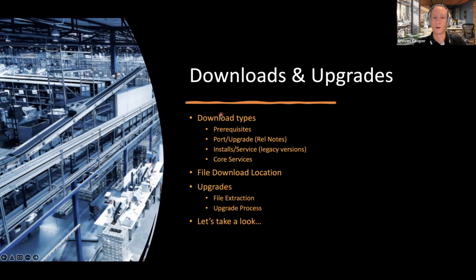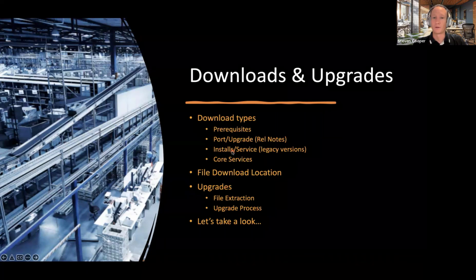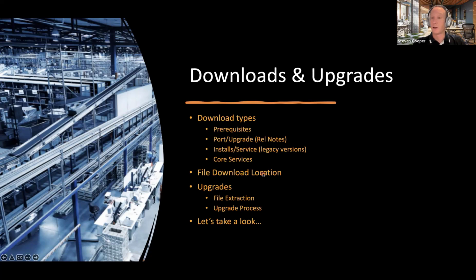The types of downloads are not only limited to upgrades, they also relate to prerequisites for the system. Installs and services: there are some key standalone services and installs that we have had in the past. I've put legacy here because the services are being migrated into what we call core services now. So those are just for some of the older versions of DATASCOPE WMS. I'll touch on the download location so you can see where the files are downloaded to. Then we'll go through an upgrade process where we'll select the file and actually run an upgrade on this machine.